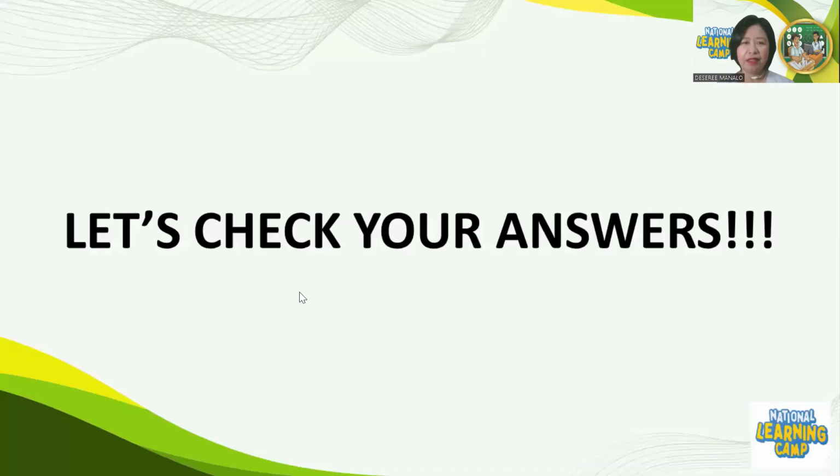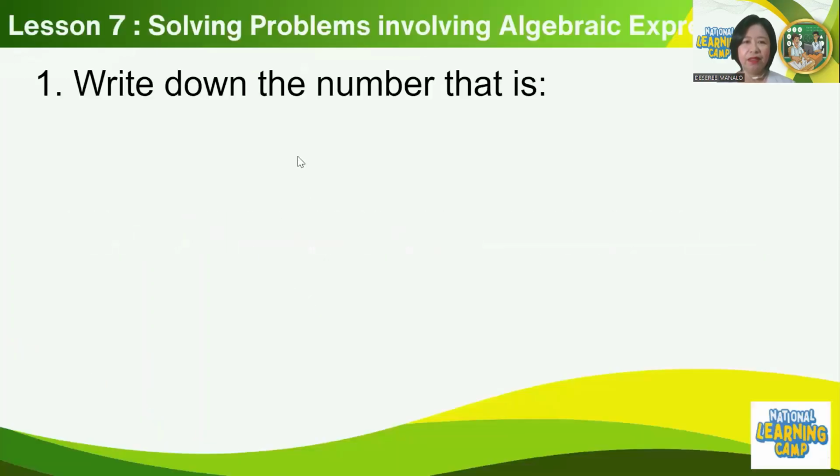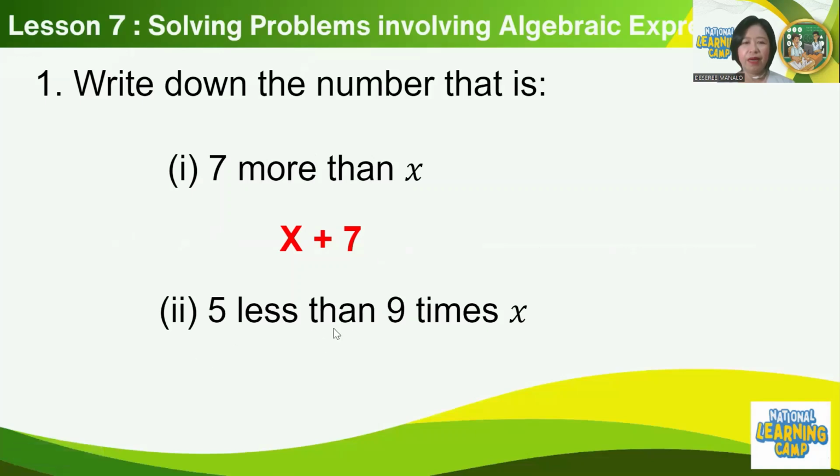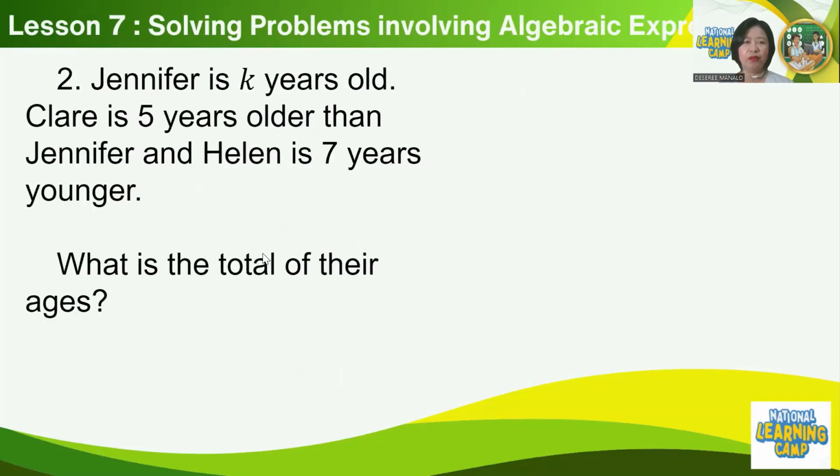Let's check your answers. Number 1, again, 7 more than x. It is x plus 7. Why plus 7? Because of the words more than. 5 less than 9 times x. It is 9x minus 5. Why minus? It is minus because of the words less than. 9 times x: you can write the numerical coefficient beside the literal coefficient, so it is 9x.